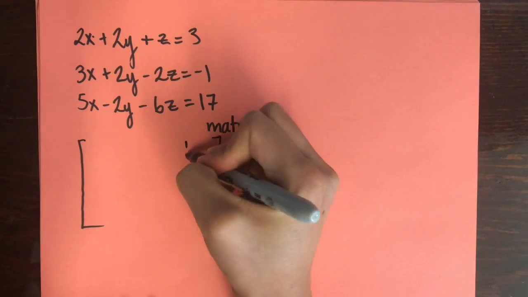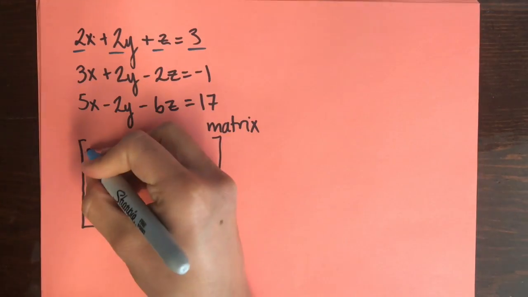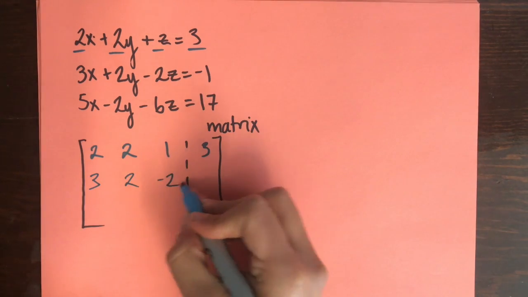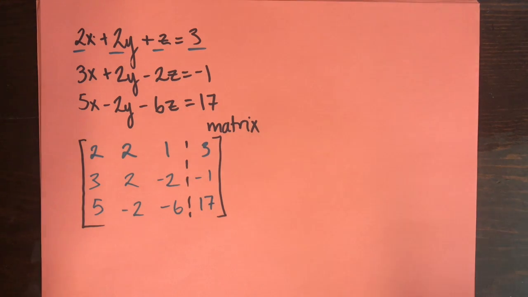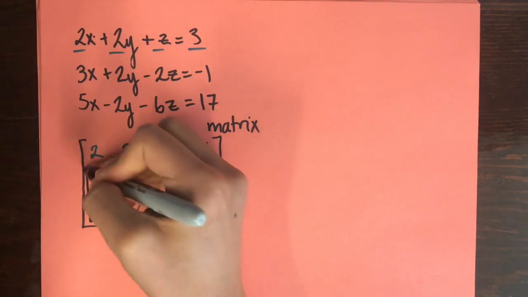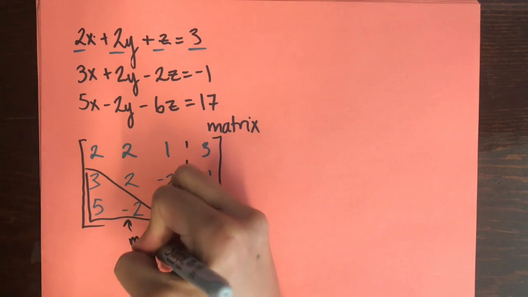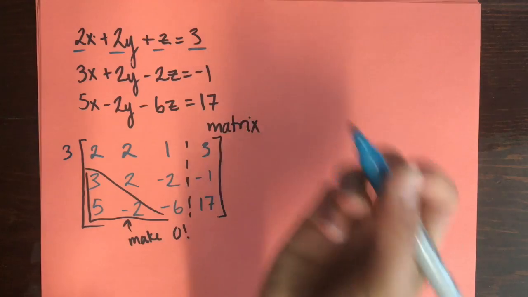So what I'm going to do is put these equations into a matrix. I'm going to take the coefficients of each equation and put them into my matrix. So I have 2, 2, 1, 3, 3, 2, negative 2, negative 1, 5, negative 2, negative 6, and 17. So what I'm going to do is try to make this triangle be full of zeros. And in order to do that, I'm going to do what's called a linear combination. We've done this before with two equations, two variables, but now I'm going to be doing it with more. So I'm going to add two of the lines together with the goal in mind of making one of the numbers in that triangle equal to 0.